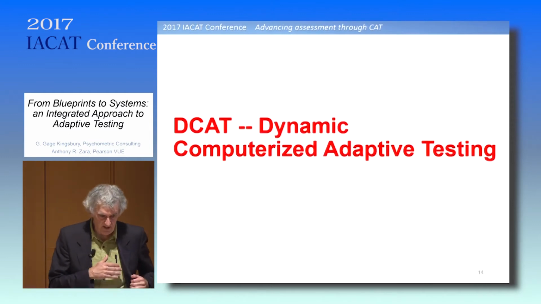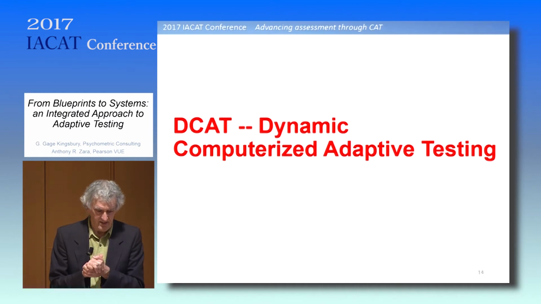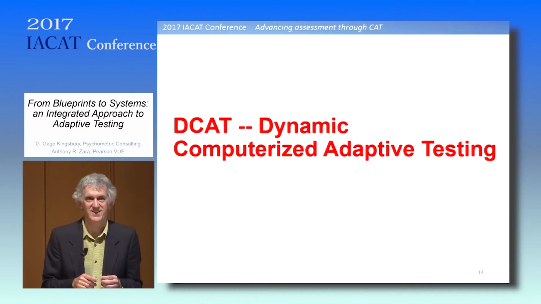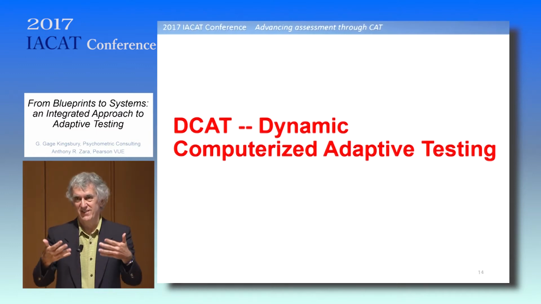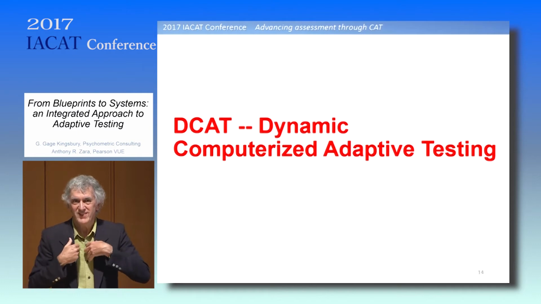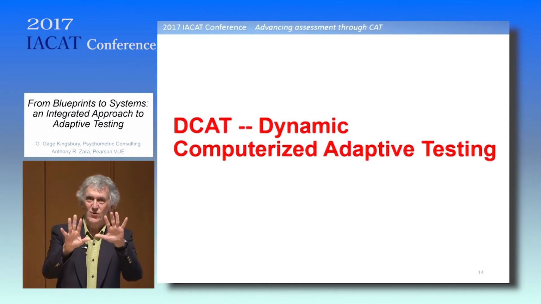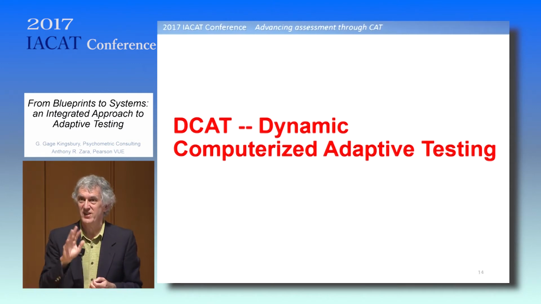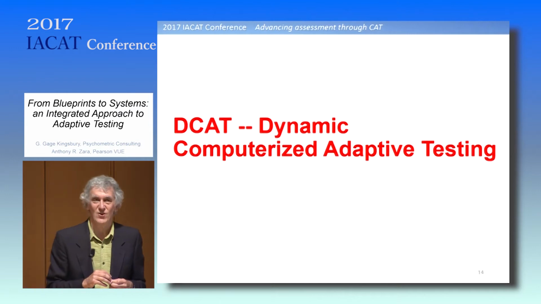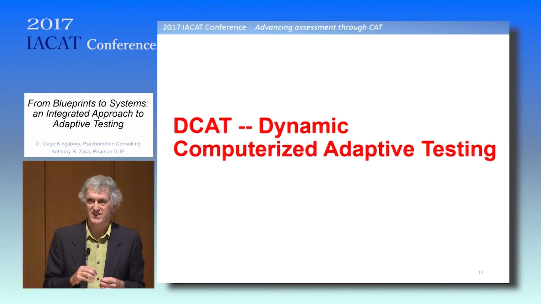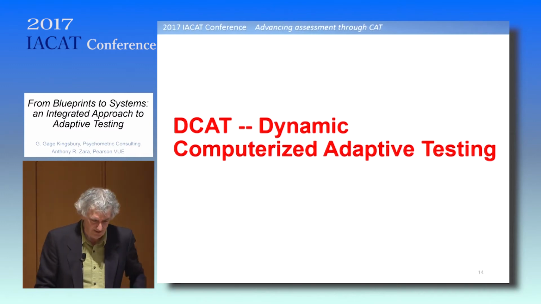Okay, having said that, we're going to introduce dynamic computerized adaptive testing, which is an idea of how a systems-based approach might work. I'm a very old researcher. I have no good ideas. You are very young researchers. You have good ideas. You might also have graduate students. That might be helpful too. So we're going to give you an idea of how this might work, and hopefully somebody sitting in the audience will take it and run with it and make it work.